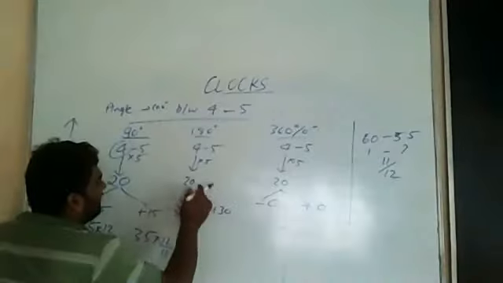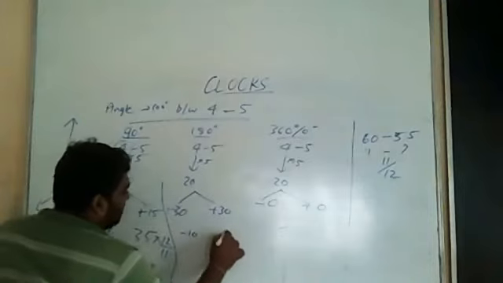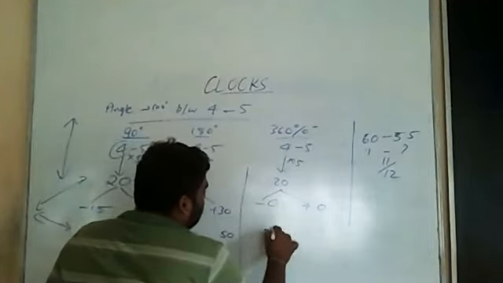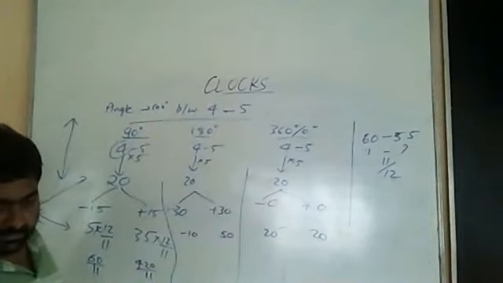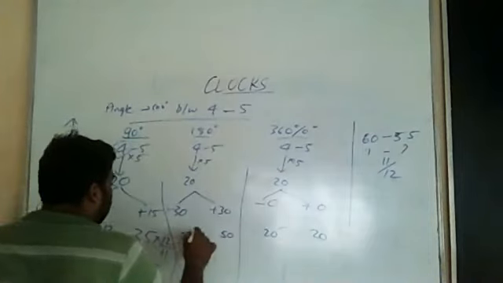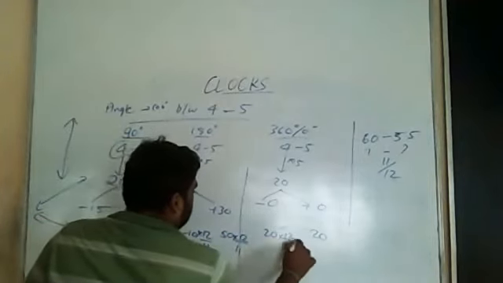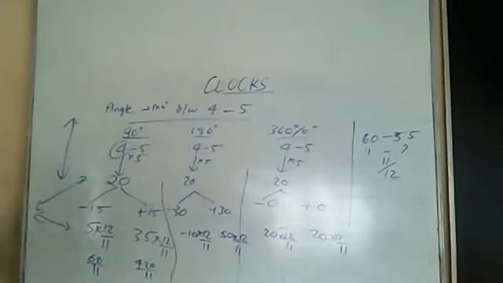Yes, sir. So you just subtract 30 and add 30. 20 minus 30 you will get as minus 10. 20 plus 30 you will get as 50. 20 minus 0 you get as 20. 20 plus 0 you get as 20. Fine? And now you multiply by 12 by 11. Rest everything is same. Only that is the change. Everyone?